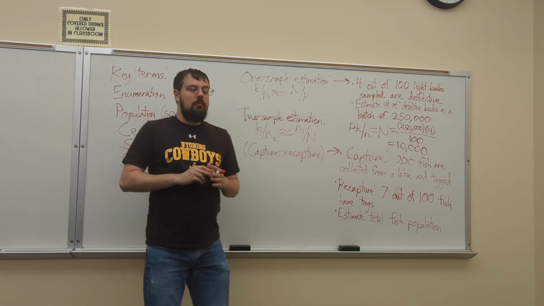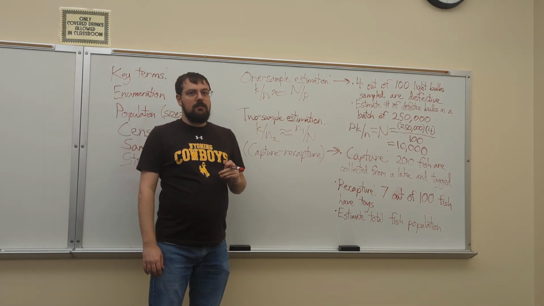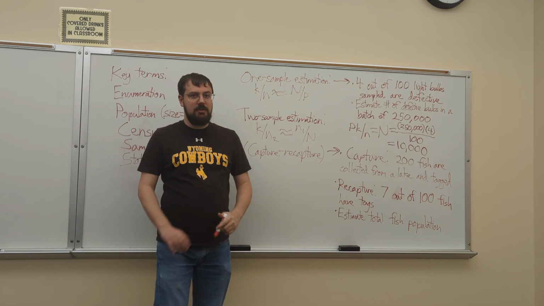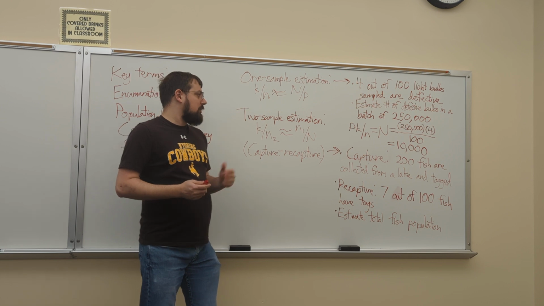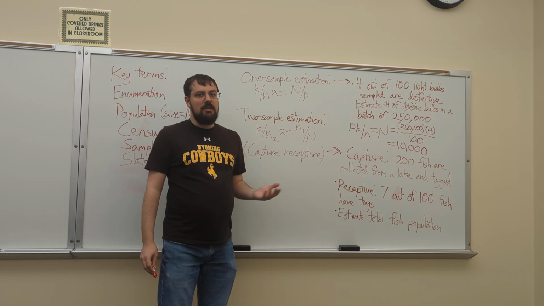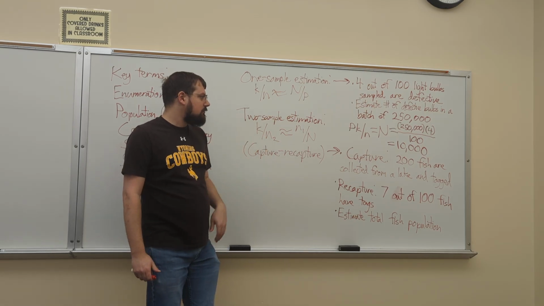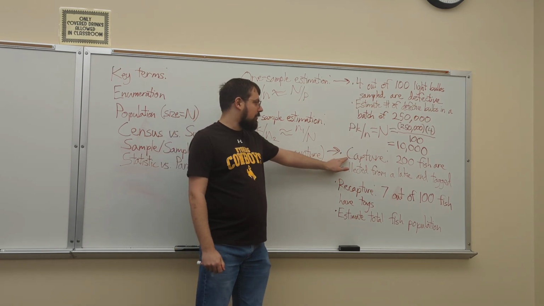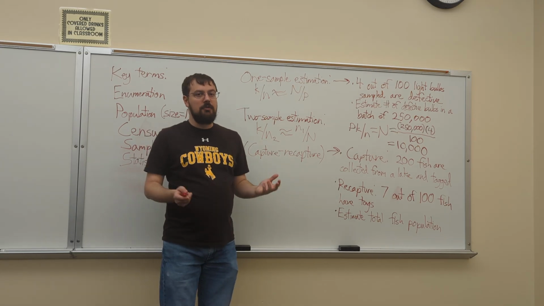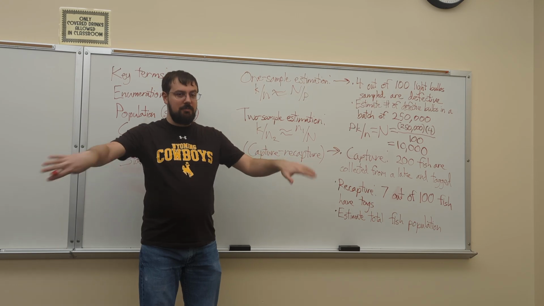So when we are doing two-sample estimation, we basically have two main steps in the process, a capture and a recapture. So let's look at an example where we are trying to estimate the total size of a fish population in a lake. So the capture step, we are going to collect 200 fish from that lake, and we're going to tag all of those 200 and then release them again, let them redisperse.